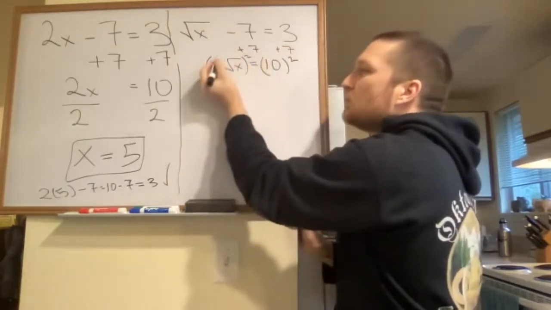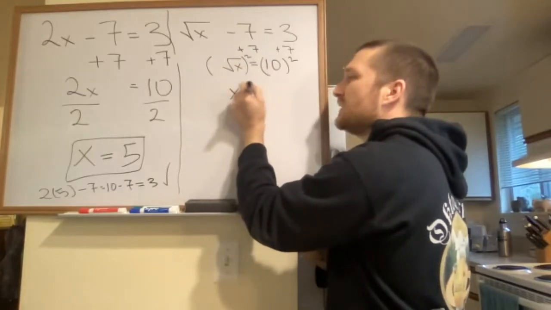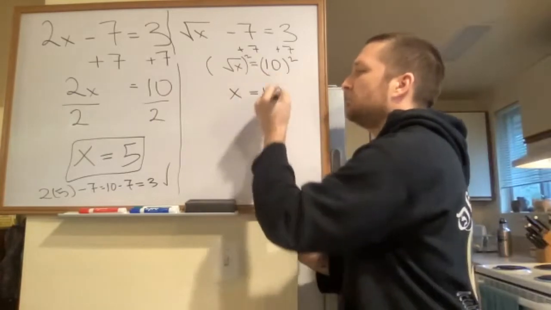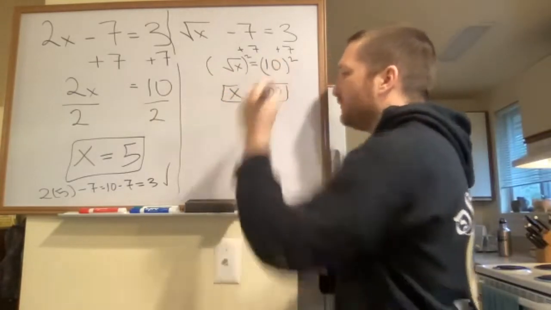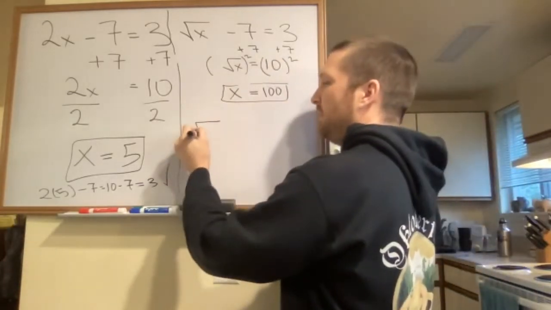The whole reason we did this on the left-hand side was to make the x pop out. And so we get x by himself. 10 squared is 100. And so I think, okay, we should be good here. We've got to go back and check it. And so I'm just going to plug him in right here.